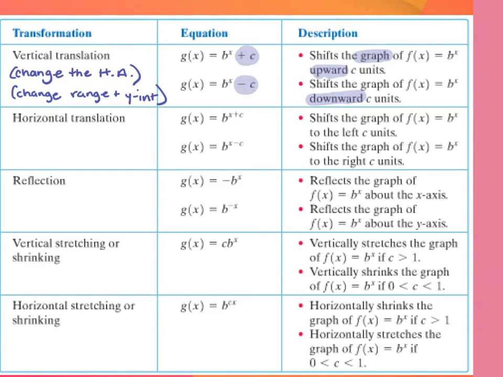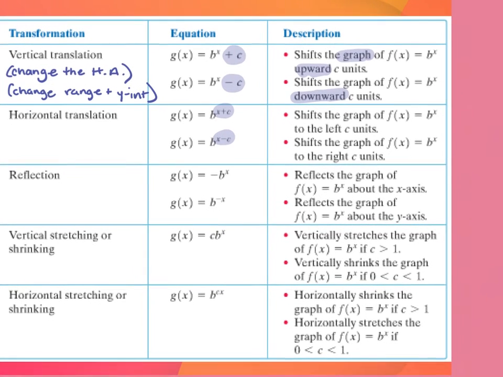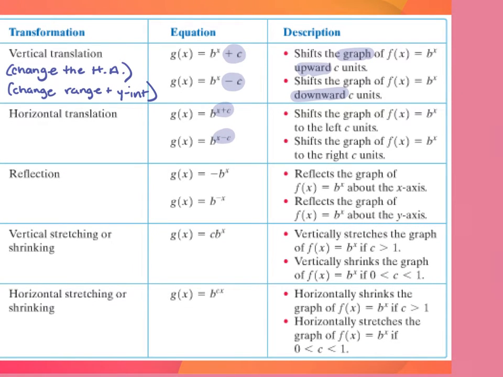The horizontal translation comes if it happens inside the exponent, just like it would if it was inside the parentheses. So if it's inside the exponent, it's the opposite direction. Remember, if it was inside the parentheses, it was the opposite direction. Same thing here. If I add, then I shift to the left. If I subtract, then I shift to the right. The negative on the front is my flip over the x-axis or upside down, like we just did.